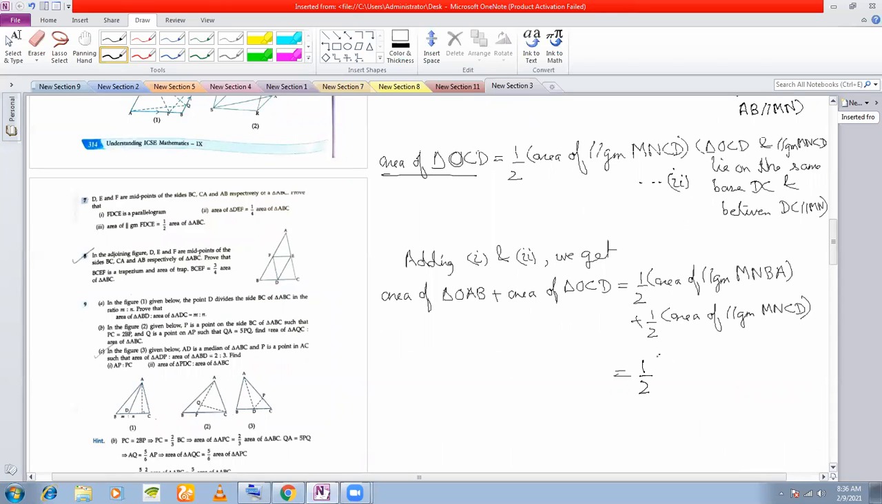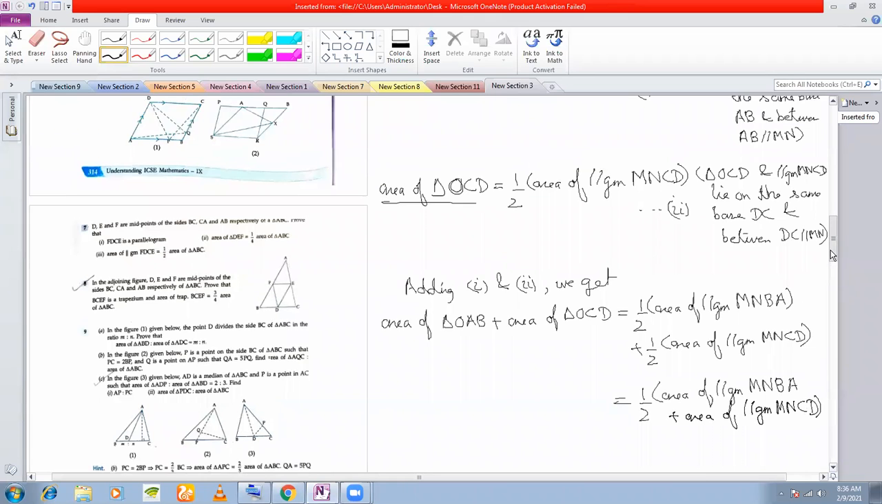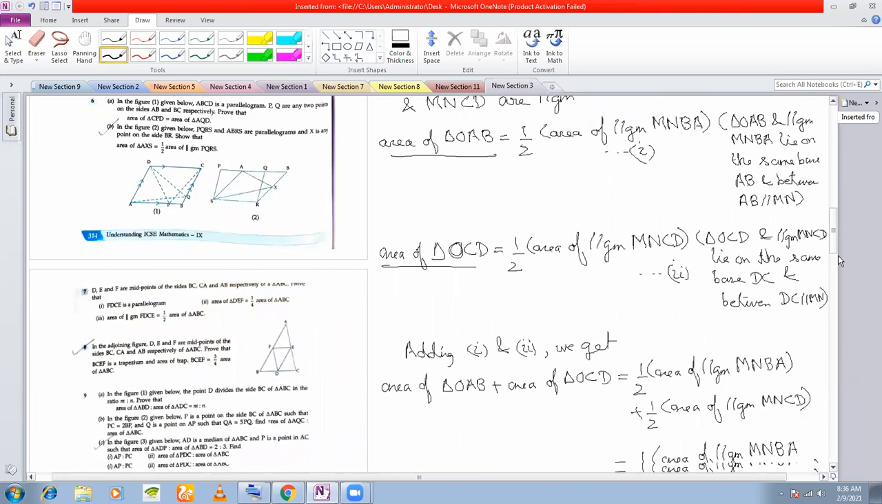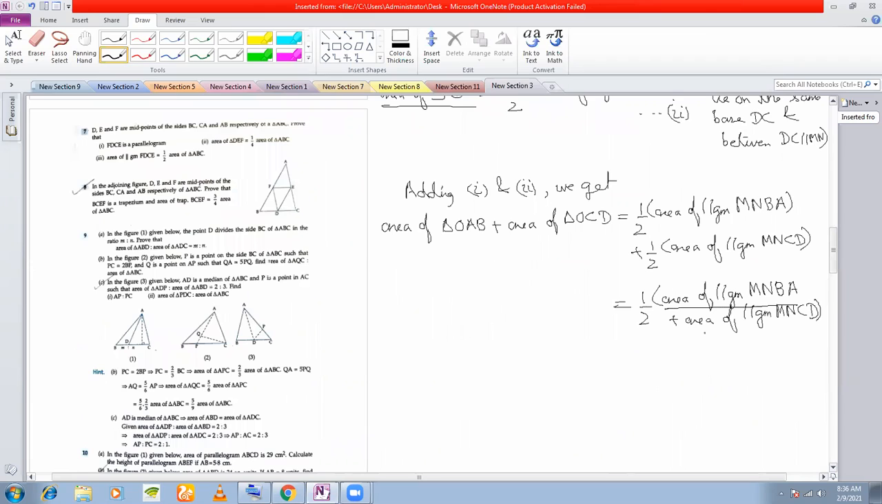So what you do is you take half common: area of parallelogram MNBA plus area of parallelogram MNCD. So what is the sum of the two areas of the parallelograms? This parallelogram MNBA plus this parallelogram MNCD will give you the area of parallelogram ABCD, which we are adding here: area of parallelogram MNBA plus area of parallelogram MNCD.